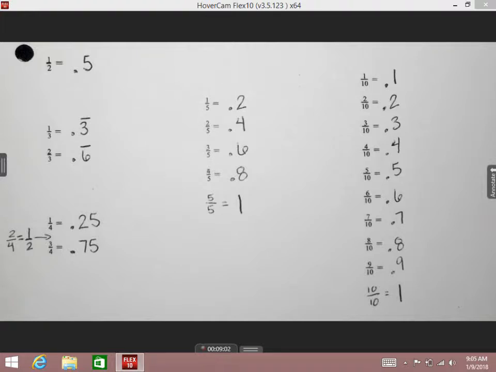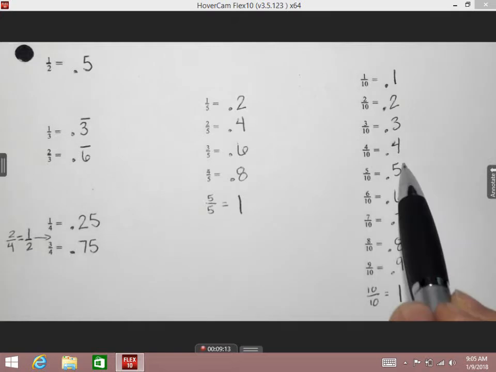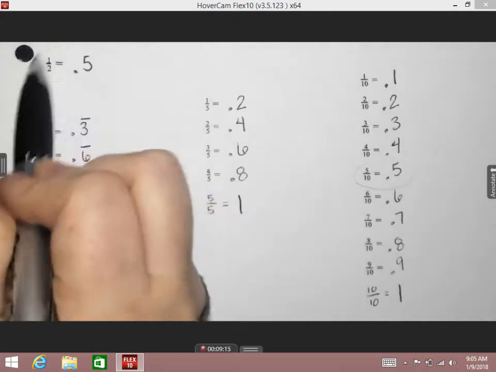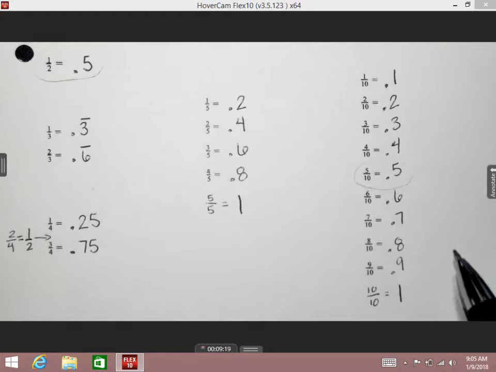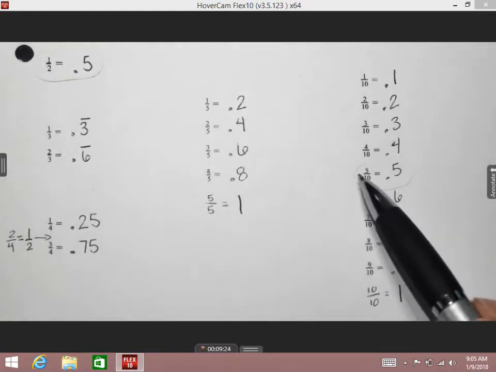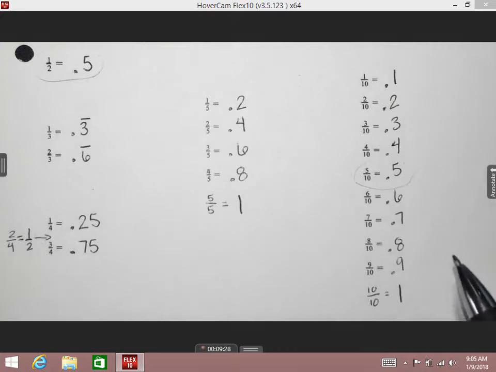All right. So guys, for one, Taylor, question? Okay, so wouldn't 5/10 be 1/2? 5/10 is 1/2. So let's look at that. 5/10, 0.5, 1/2, 0.5. So see, those matched up. Very good observation. Because half of 10 is 5. So 5/10 is 1/2. Very good.